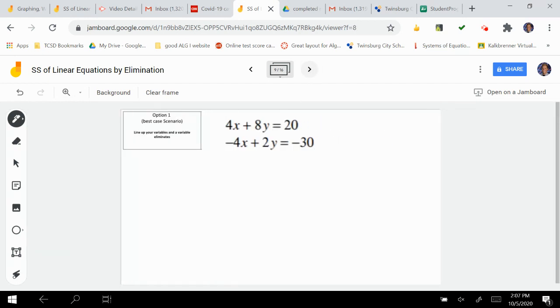So let's look at this. Best case scenario, you line them up. So here, we're just going to add them up. What is 4x minus 4x? 0x, or this gets eliminated. Now we have positive 8y plus 2y, giving us 10y. And then we're going to add the constants back here. What is 20 take away 30? Negative 10. Now let's just do that one step solving.